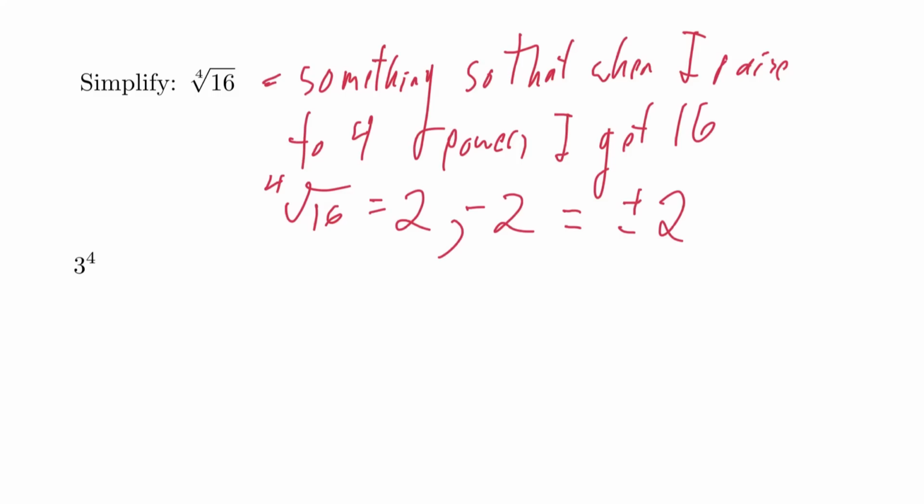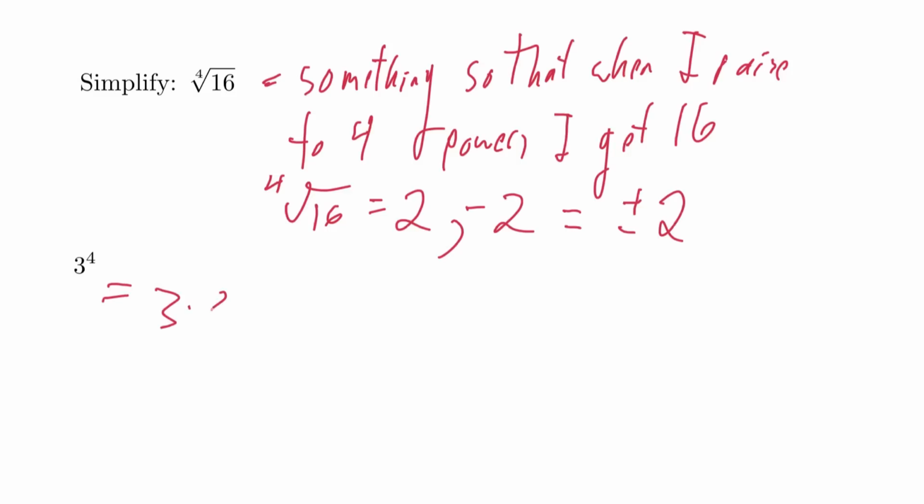So let's look at another example. We have 3 to the 4th. So what does this mean? It means I'm going to take 3 and multiply it by itself 4 times. So not too difficult, I don't think. So this is 3 times 3 times 3 times 3. Maybe we can group this together and say that this is 9 times 9. And that's 81. So I think it's more straightforward to do this than to take roots.